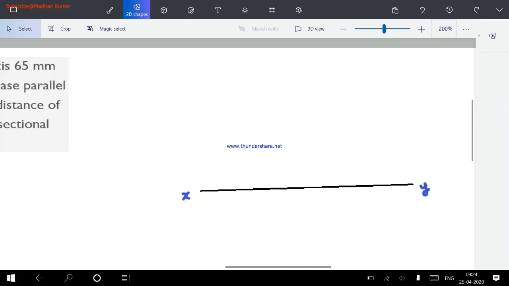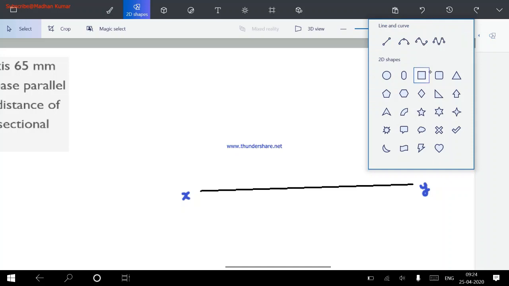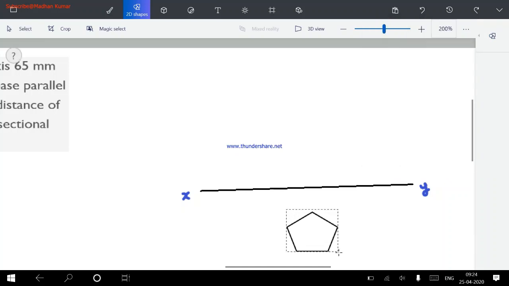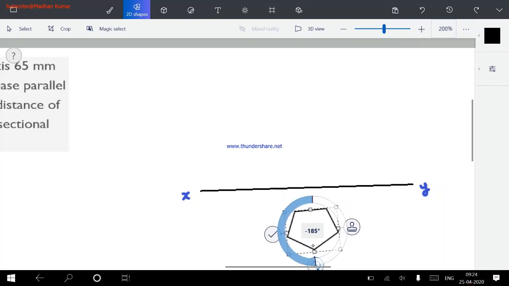Now just introduce the pentagon. You are introducing the pentagon, and in the question it is given that one of the edges of the pentagon is parallel to VP. So one of the edges means I am considering this pentagon edge as parallel, so I am giving this pentagon in inverted position.